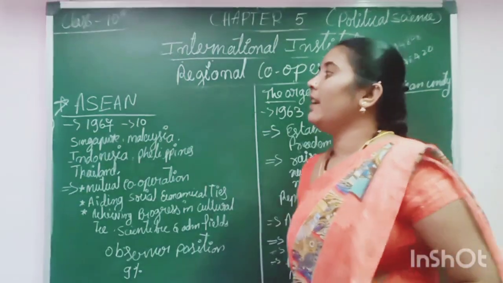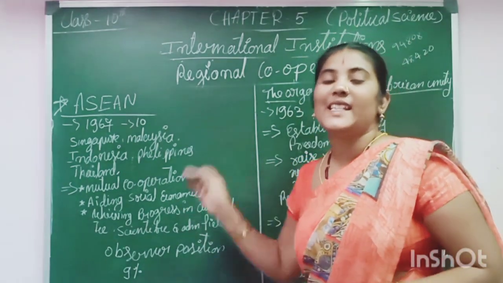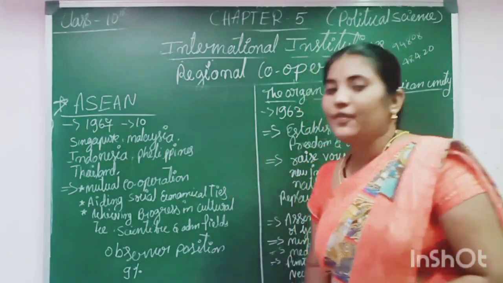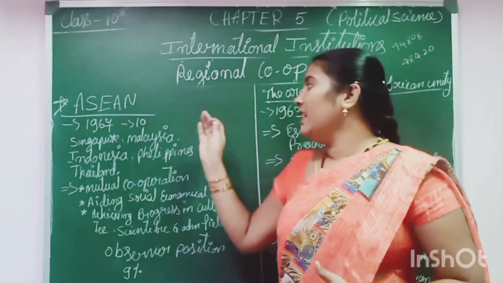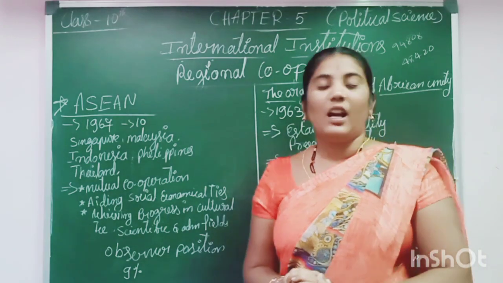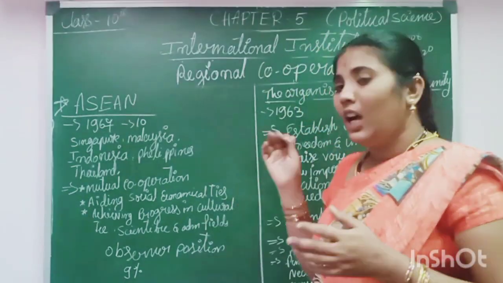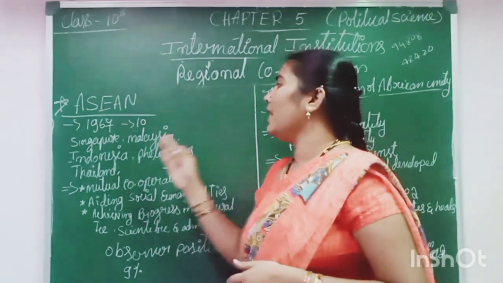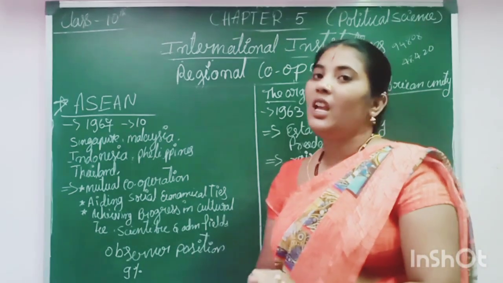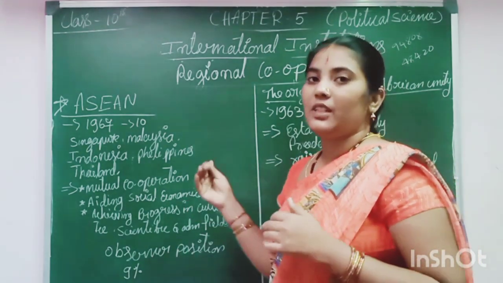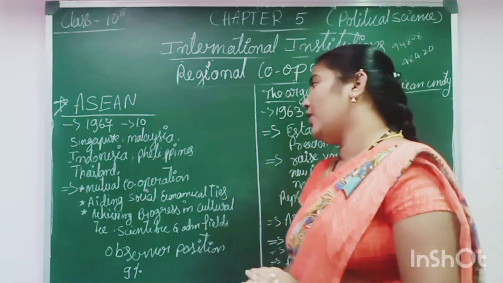Let us discuss the ASEAN. ASEAN means Association of Southeast Asian Nations. It was founded in the year 1967. Now we can see that 10 members have the membership of ASEAN. Before, Singapore, Malaysia, Indonesia, Philippines and Thailand had the membership of ASEAN. But recently many countries were added. For that reason, there are 10 members in ASEAN.